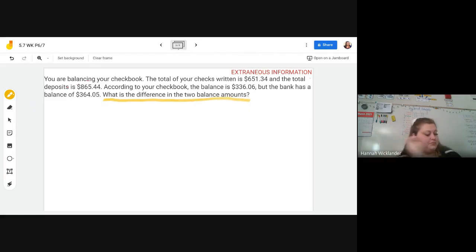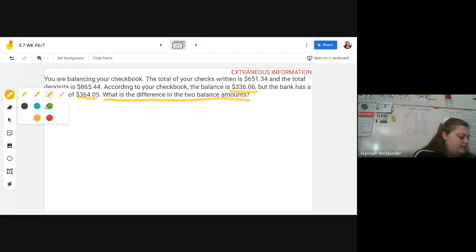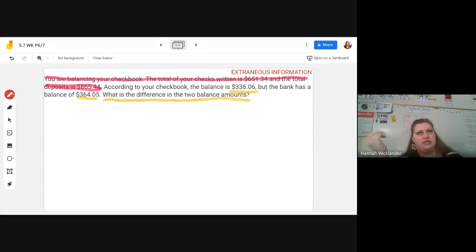Now I need to go back through my story problem and find the two balance amounts, because that's what I'm going to use to solve. Checks written is 651, that's not a balance. Total deposit is 865, not a balance. But then it says this balance is 336, so I'll need that number. The second one says balance of 364, so I will need that number as well. Those are the only two numbers I'll need. Everything up until this point is information that doesn't matter to the story problem. All I need is these two numbers.